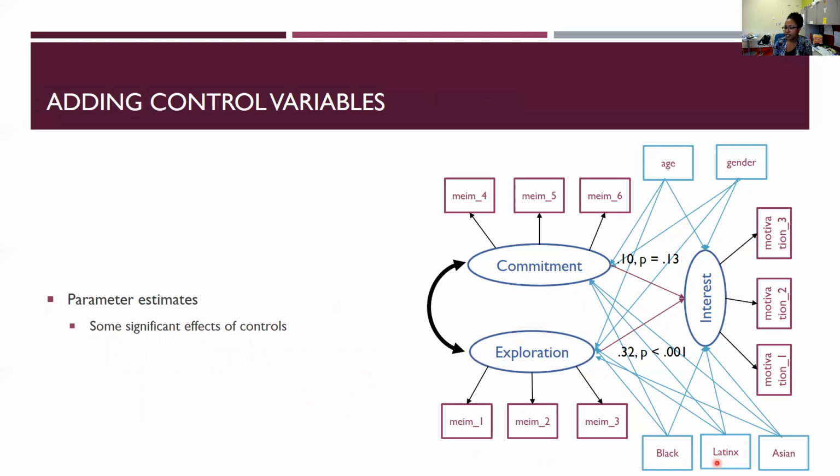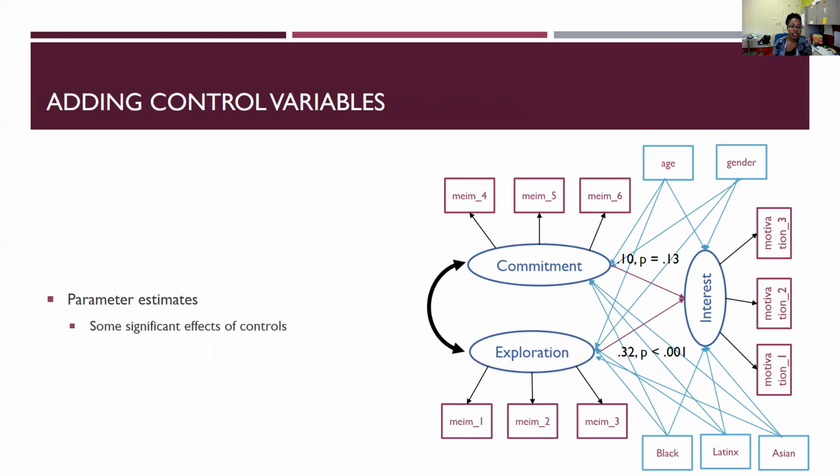And then remember, just like in regression, for our dummy variables down here, these are going to be mean differences on each of these variables compared to white students. So even though this is a latent variable, this path here is still estimating the mean difference in expiration for Black students compared to white students.